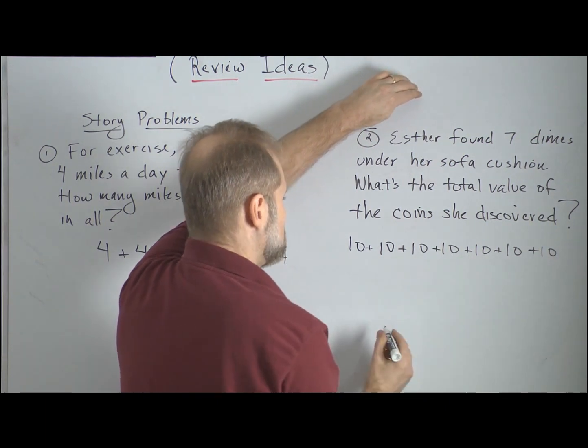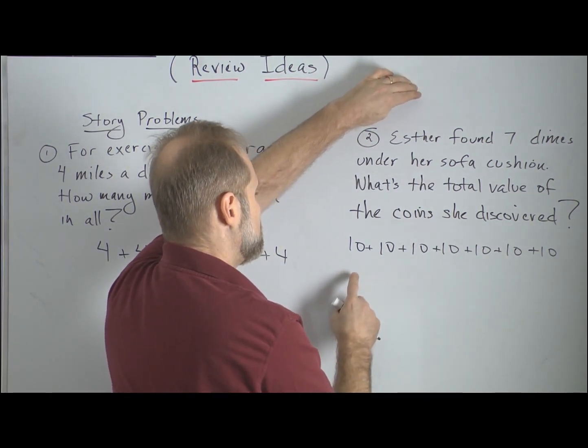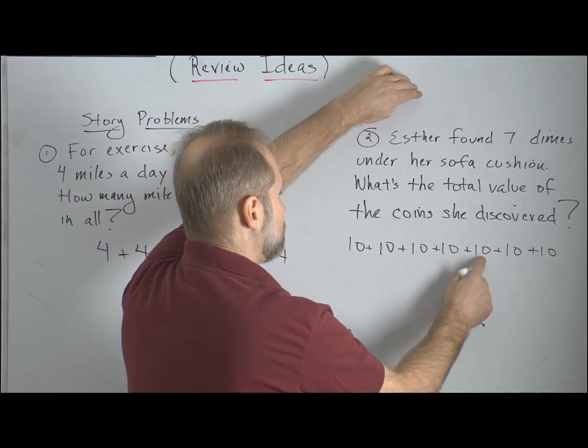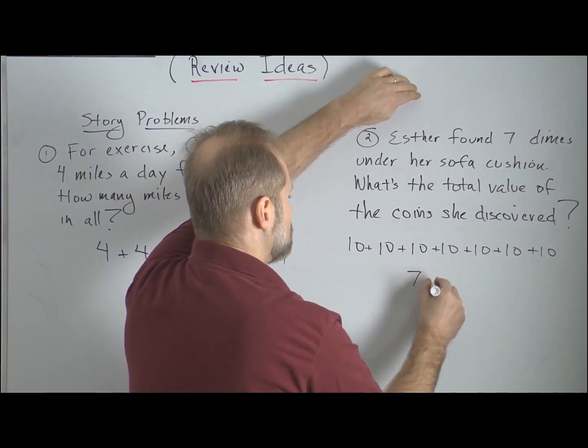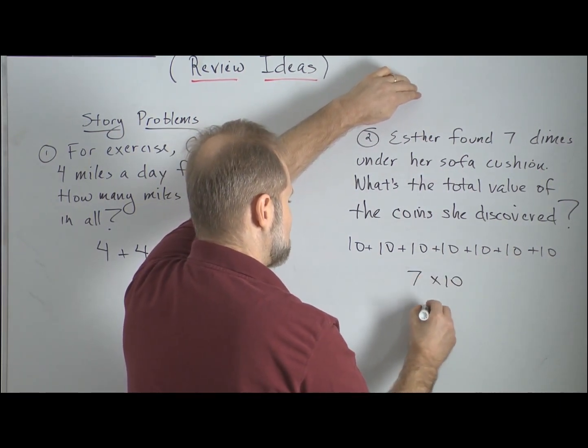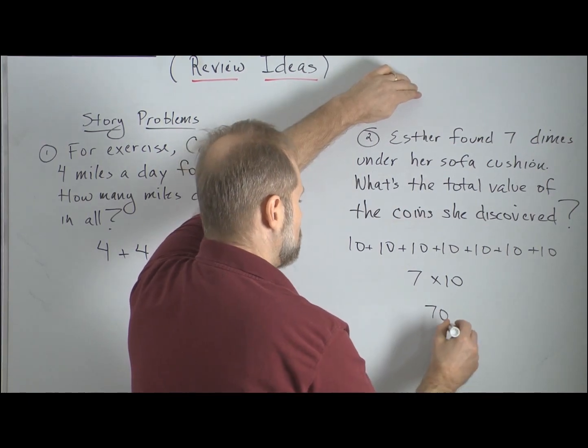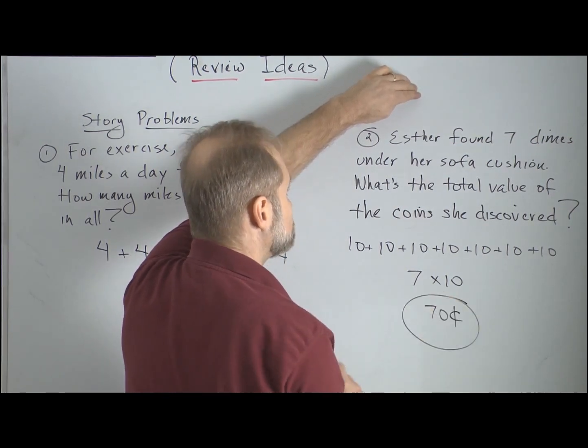Well, as we take a look at this, I think it's very clear. How many groups of 10 do we have? 1, 2, 3, 4, 5, 6, 7. It's 7 groups of 10, which gives us 70. So the total value, 70 cents.